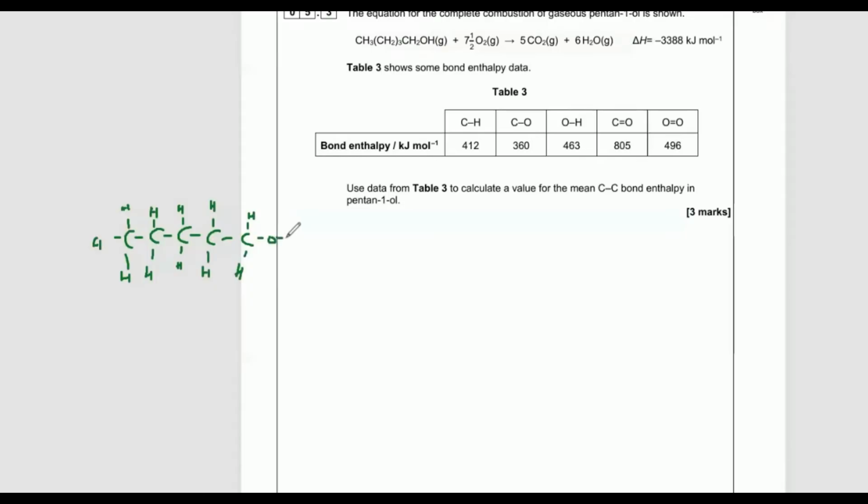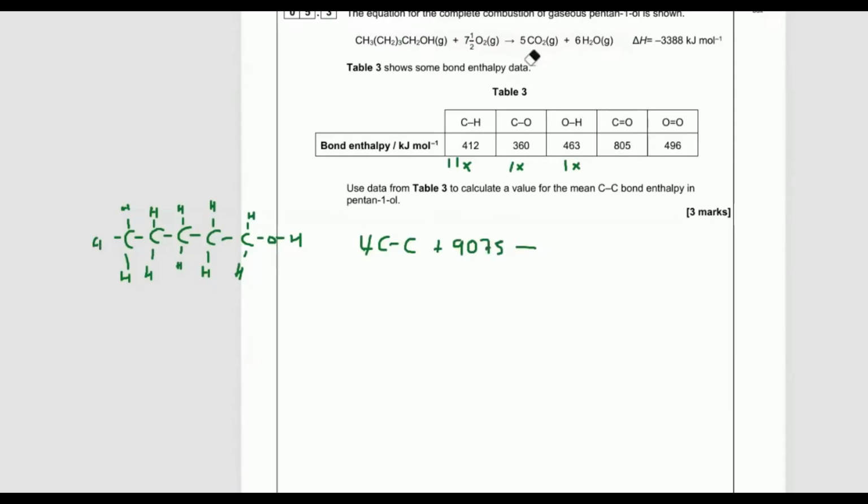So I'm drawing out the pentan-1-ol in order to count the number of bonds. It looks like I've got 4 C-C bonds that are unknown. And I have 11 C-H bonds, so I need to do 11 times 412. I need to do 1 times C-O and 1 times O-H. And then there's 7.5 oxygens, so I've also got to do 7.5 times 496. If you smash that all into the calculator, you're going to get 9075 kilojoules. So on the left-hand side, or the reactant side, we have 9,075 kilojoules. Now I need to add up the products, and I've got 5 carbon dioxide.